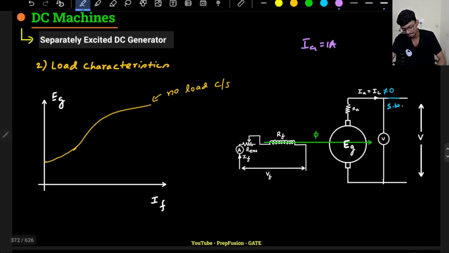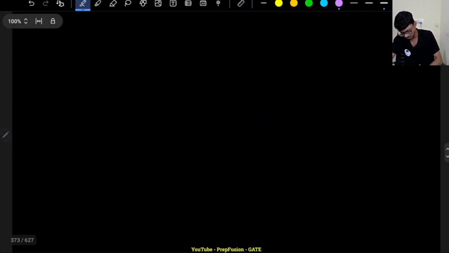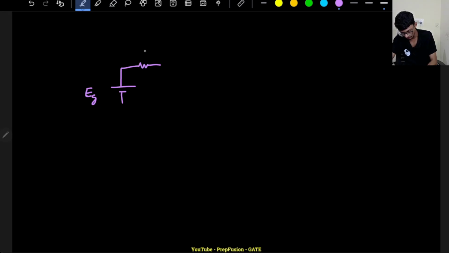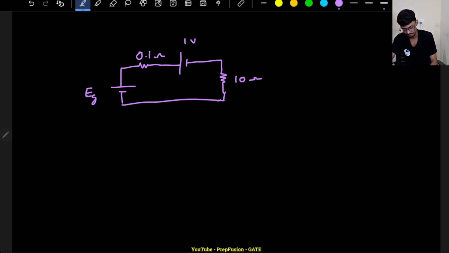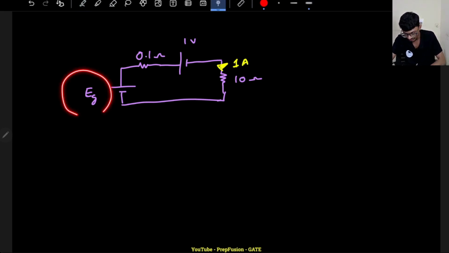Let's assume that overall path. So let me draw the circuit. Here I have EG, and here I have, let's assume, an armature resistance of 0.1 ohms, and of course there will be a brush drop, right? If load current has to flow, there will be a brush drop of, let's say, 1 volt. Then there is a load connected, let me assume it to be 10 ohms, and I want my current fixed to be 1 ampere. What value of EG will make it 1 ampere?